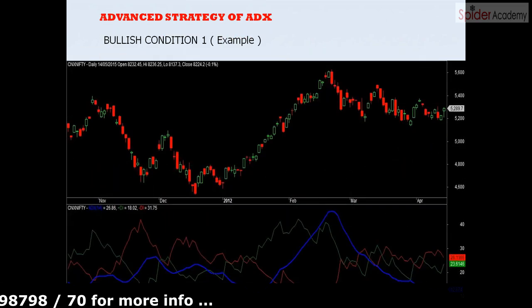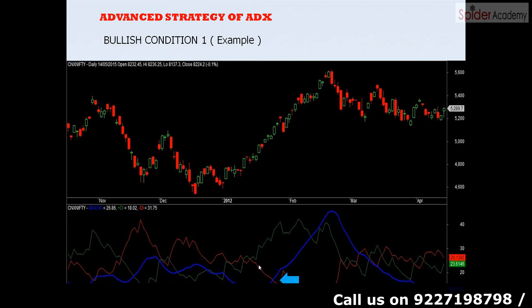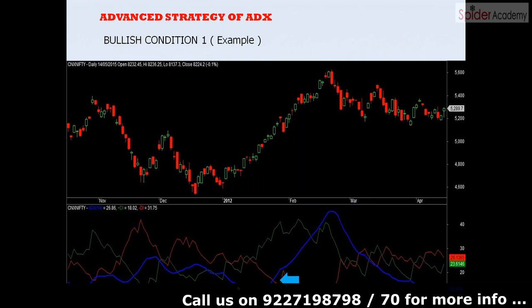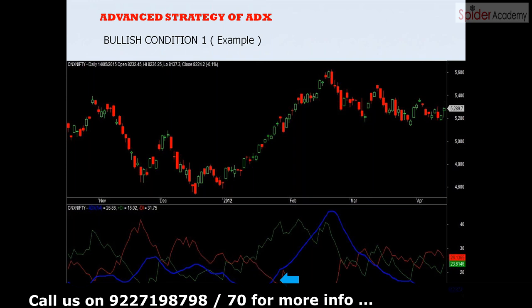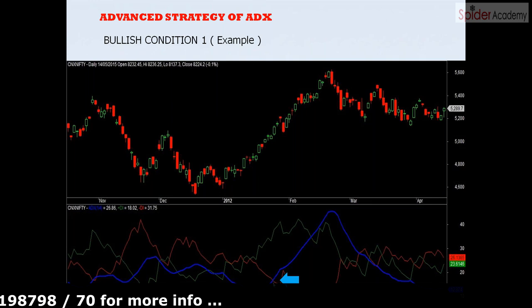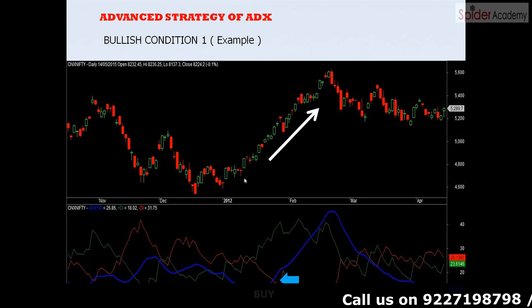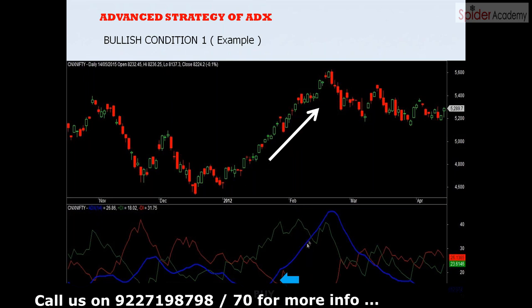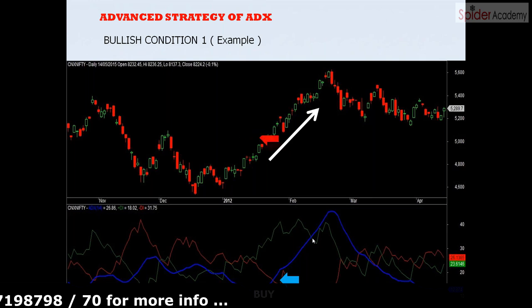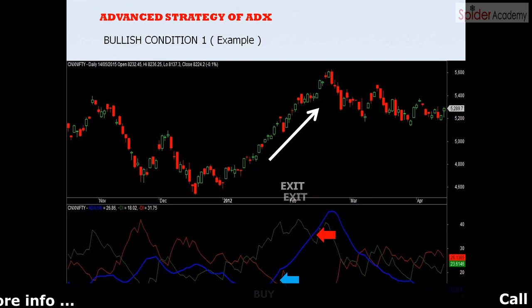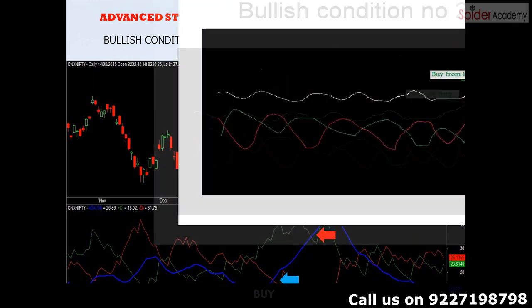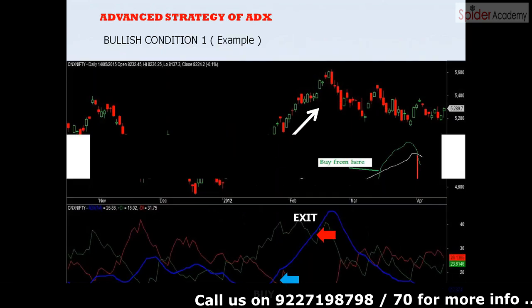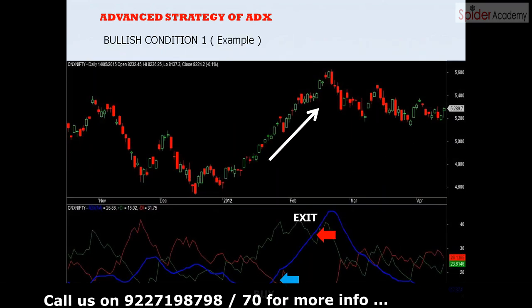Example, green is above red, first condition fulfilled. ADX is below both, second condition fulfilled. ADX is cutting the red from below, third condition fulfilled. Buy. What happens to the price? Okay, we are in from here and it goes up, up, up, up. एग्जिट कब करना है? ADX लाइन जब ग्रीन को काटे. कहां? यहां पे. एग्जिट. नेक्स्ट.